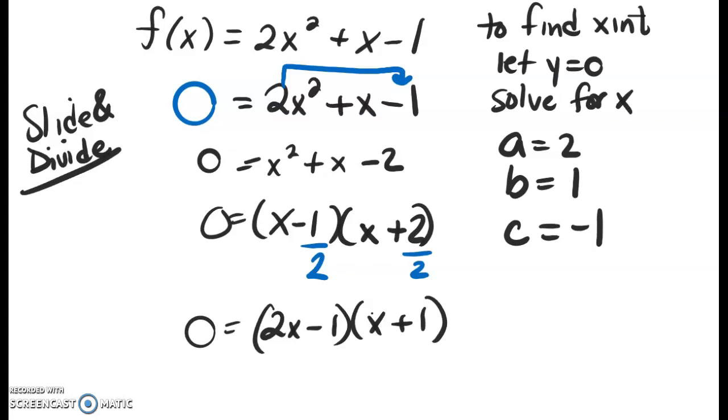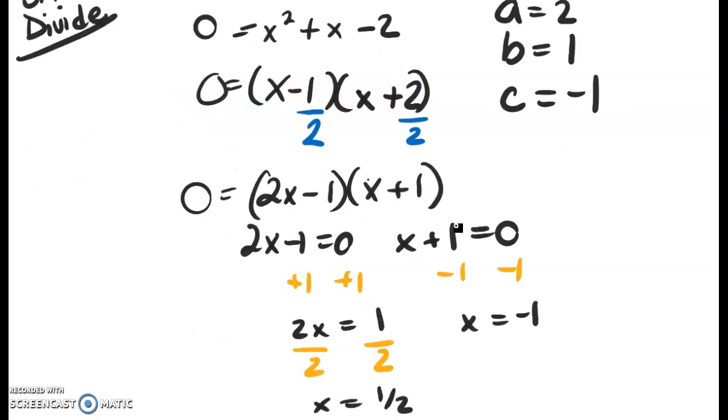And then I would set each factor equal to 0, and I would solve for x. Here are my two solutions, -1 and 1/2. This is one method. It's the slide and divide method. There are other methods that you can do.